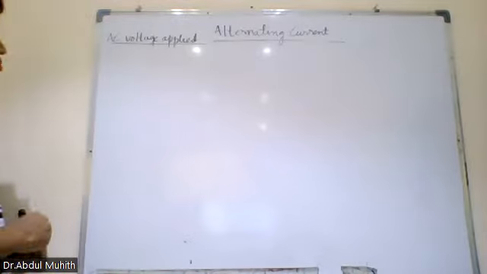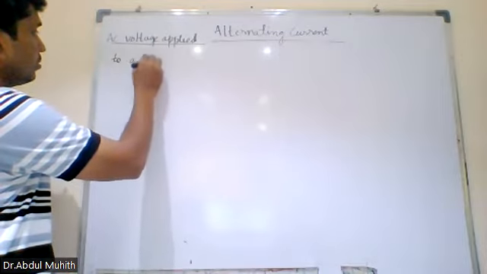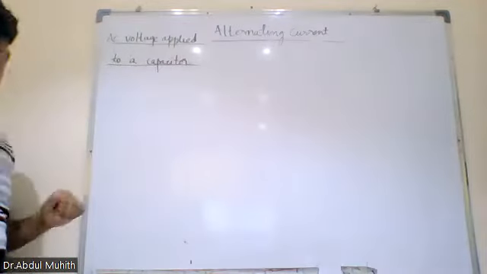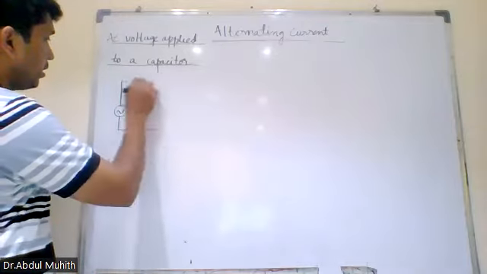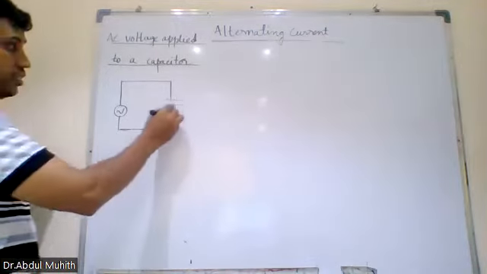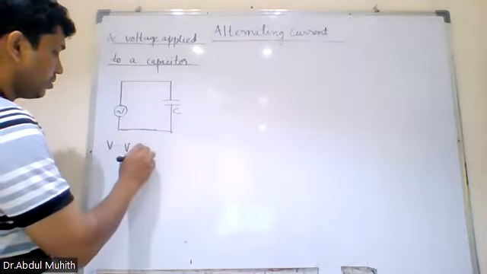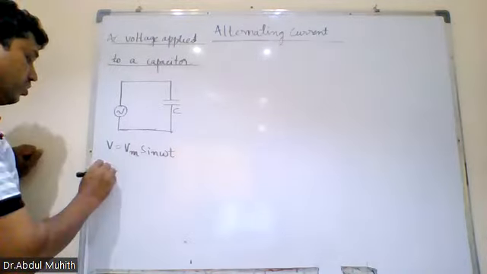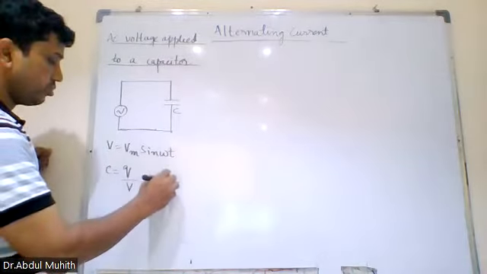Now here, AC voltage is applied to a capacitor. Suppose this is the AC cycle and this is the capacitor, C is the capacitor. Now V is equal to what? V is equal to Vm sin omega t. And now C is equal to what? C is equal to Q by V. And V is equal to what? V is equal to Q by C.